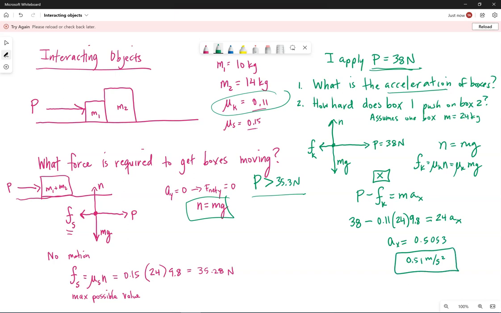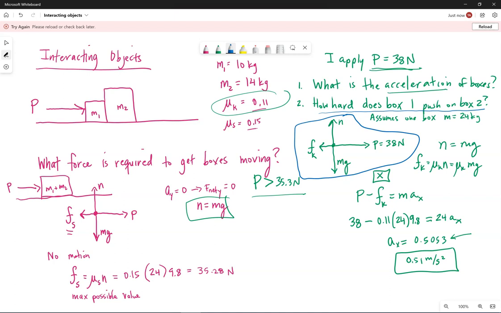We're going to end up needing to use the value of acceleration to answer the second part. When we do, I'm going to use this value that has a couple more significant figures just to minimize rounding errors. So again, as we look at this, we can totally just pretend this is one big box that has a mass of 24 kilograms. But I don't know if you've noticed, this second question, how hard does box 1 push on box 2? This free body diagram doesn't involve that force.